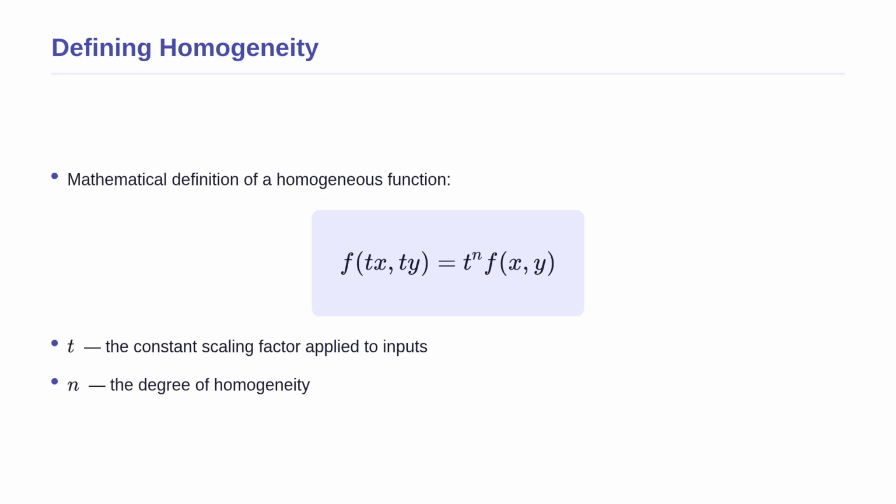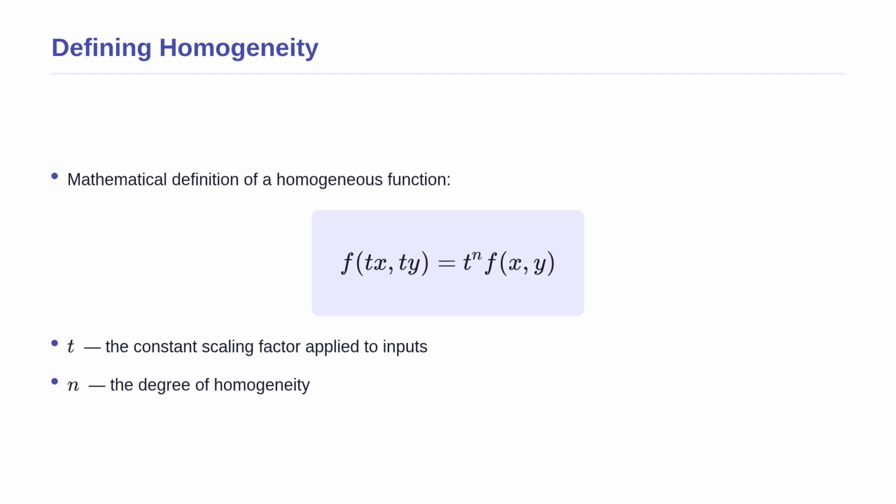Now that we understand the concept of perfect scaling, let us look at its mathematical form. The formula states that f of t times x and t times y equals t to the power of n times the original function f of x and y. Here, t is our scaling factor, which is just a plain number we use to multiply our inputs. The letter n represents the degree of homogeneity. This degree tells you exactly how the output reacts to the scaling of the inputs.